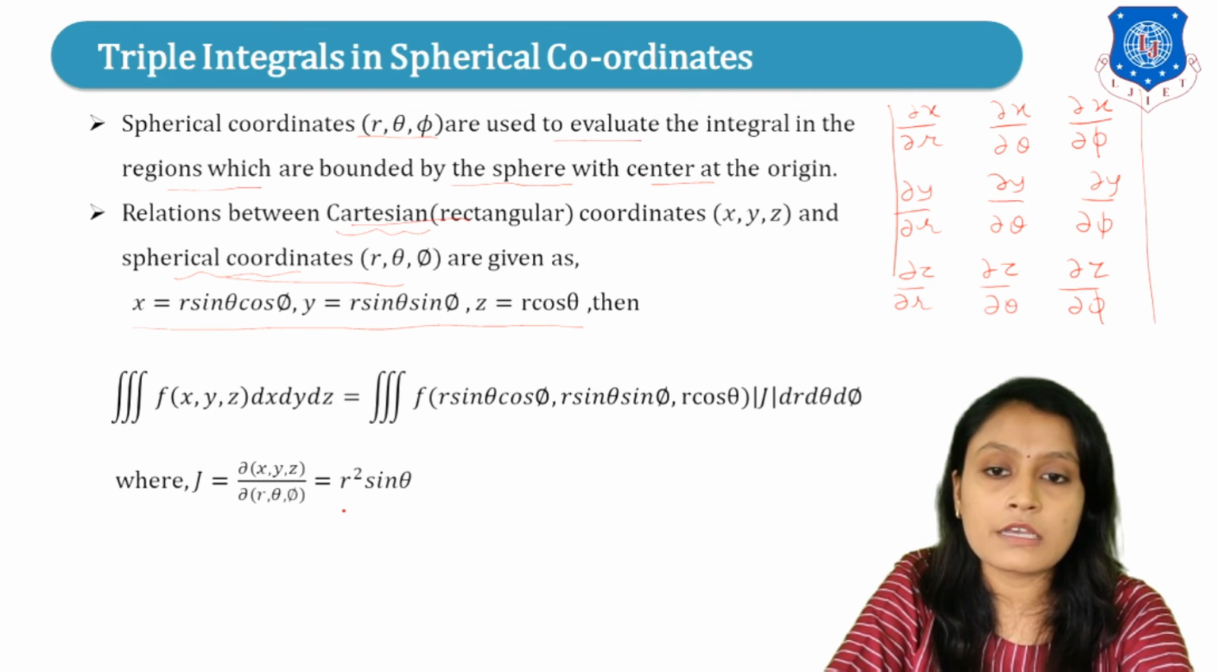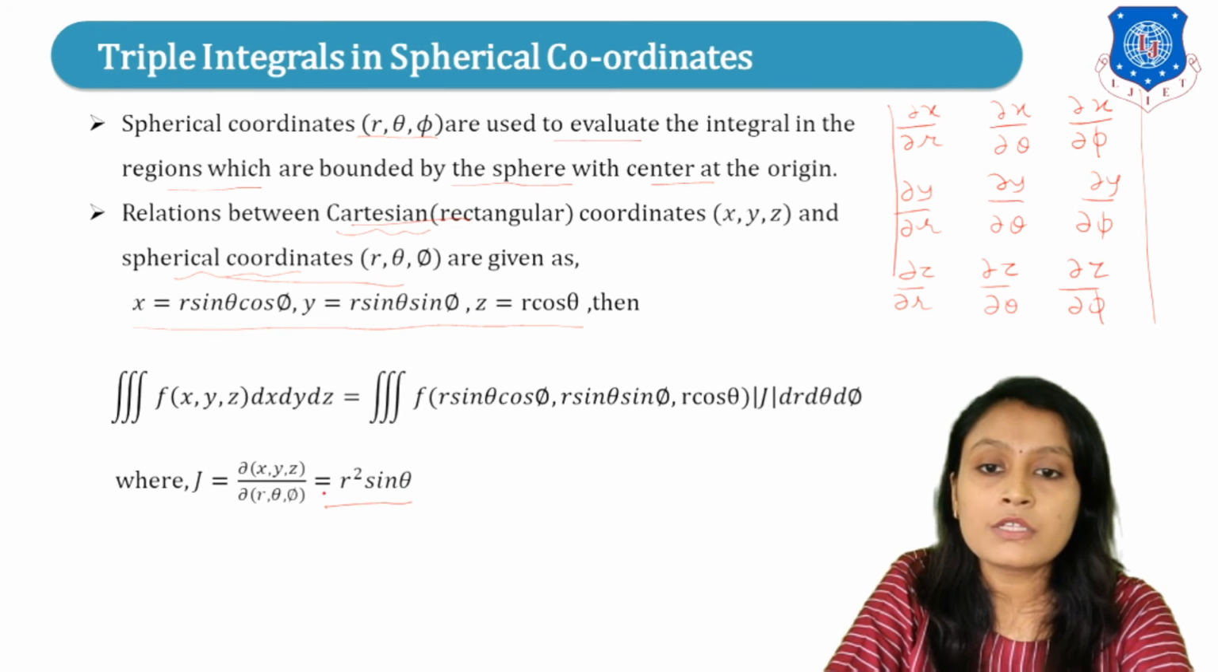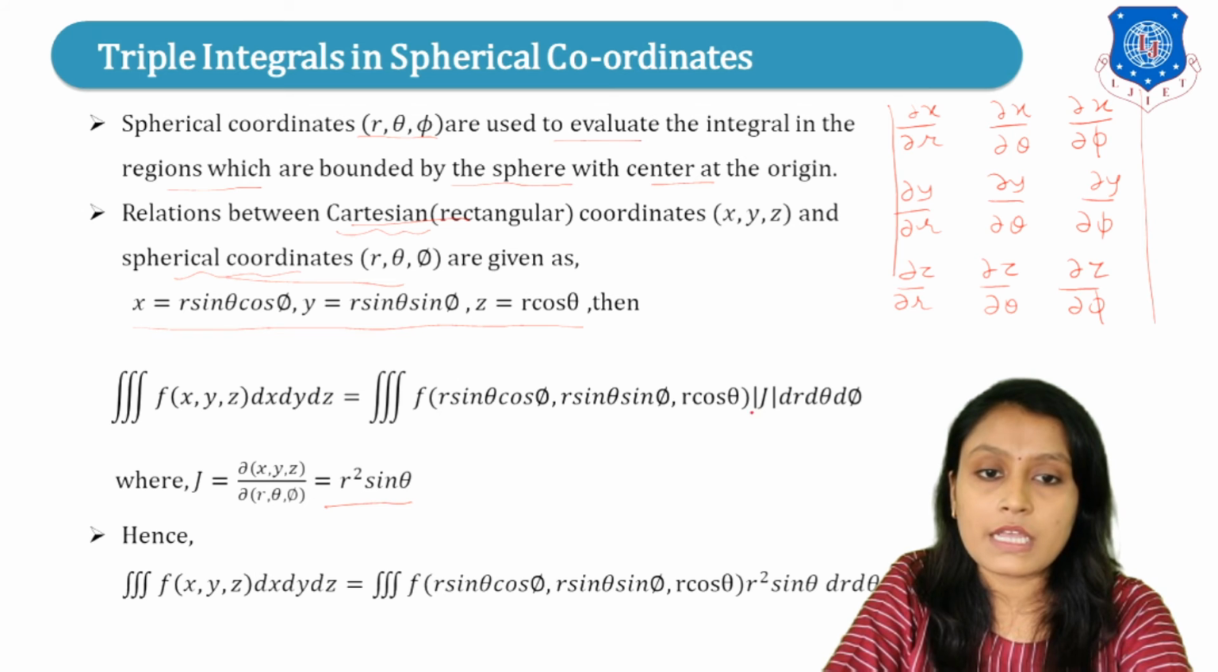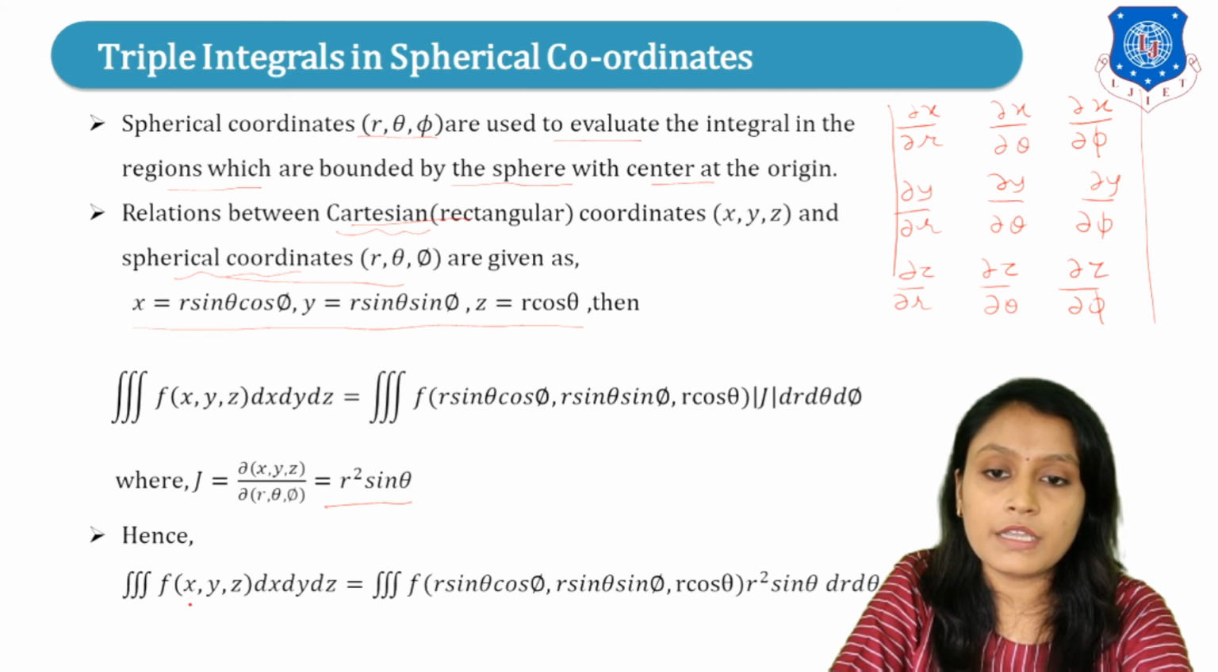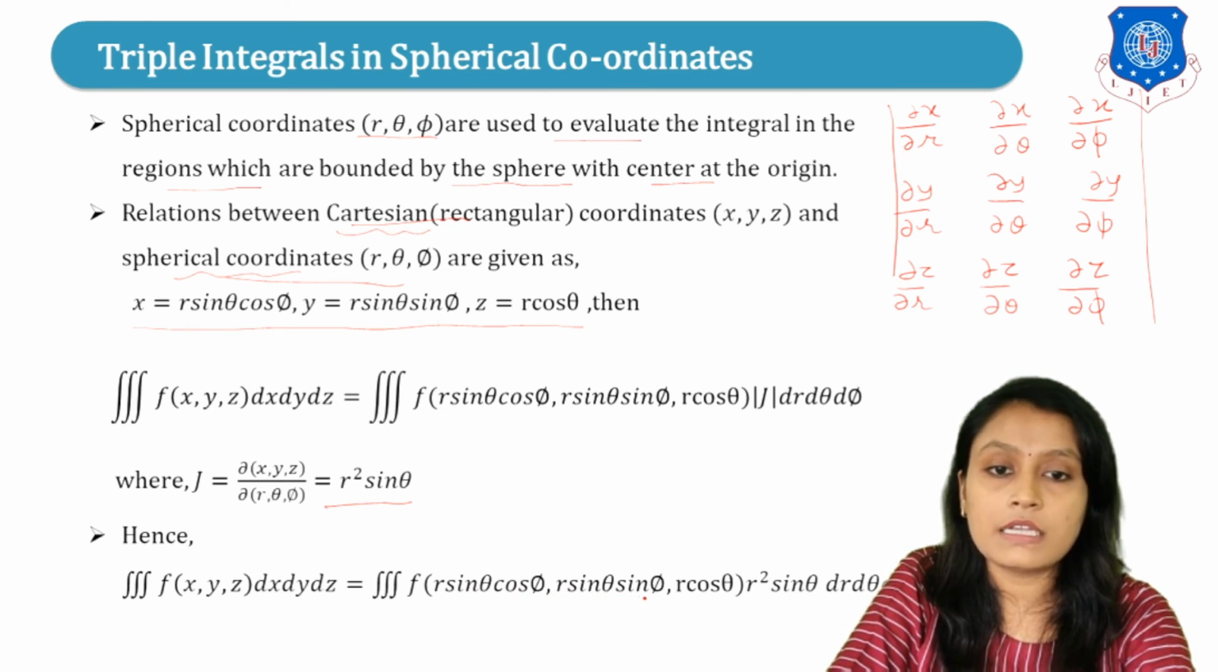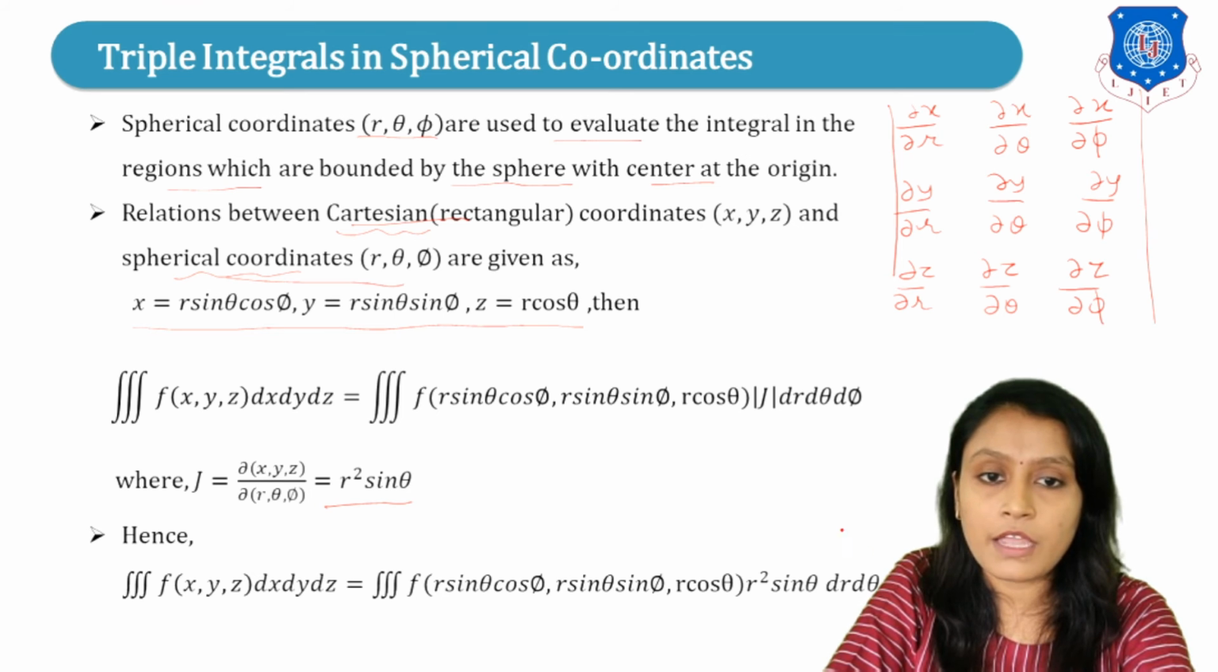Okay, so we have to find all these derivatives and we have to solve this determinant. So you will get answer of Jacobian as r square sin theta. Okay, so just substitute r square sin theta here. So you will get triple integration f of x y z dx dy dz is equal to triple integration f of r sin theta cos phi, r sin theta sin phi, r cos theta times r square sin theta dr d theta d phi. Okay, in place of this Jacobian, we have substituted r square sin theta.